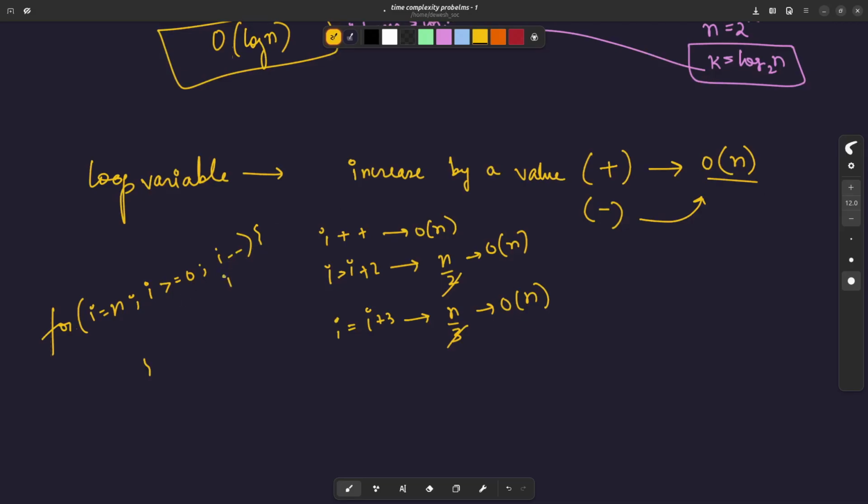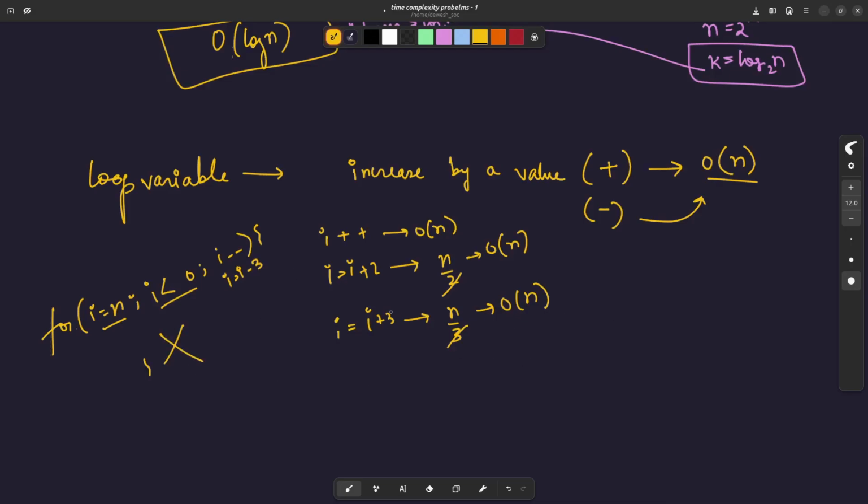Even if I make it i = i - 3, in that case also it will be big O of n. But if it is not a valid loop, let's say that this sign here is reversed, then this is not a valid loop. Okay? Because i is starting from n. If it is starting from some number, it cannot be greater than, let's say, n. So in cases like this, the loop can go invalid. If that is the case, then you don't have to try to find the complexity.